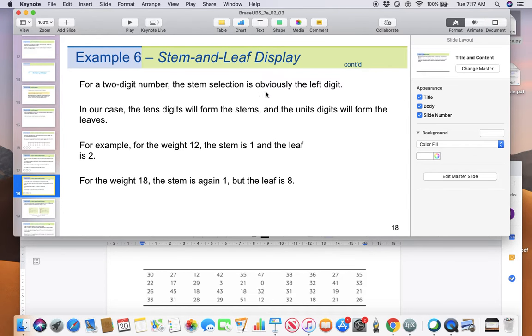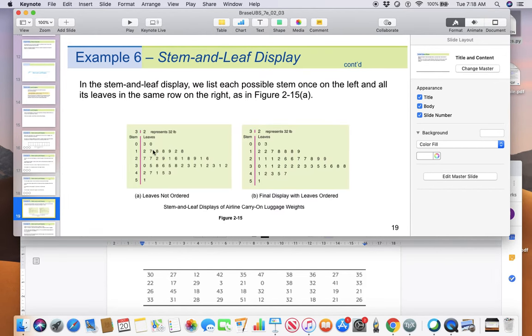The stem selection is obviously the left. All these left digits are the stems. The tens digits will form the stems, the units, the right digits, will form the leaves. For example, the weight 12: 1 is the stem, 2 is the leaf. For the weight 18, 1 is the stem, 8 is the leaf. Okay, so here we go. Here are the stems, here are the leaves.